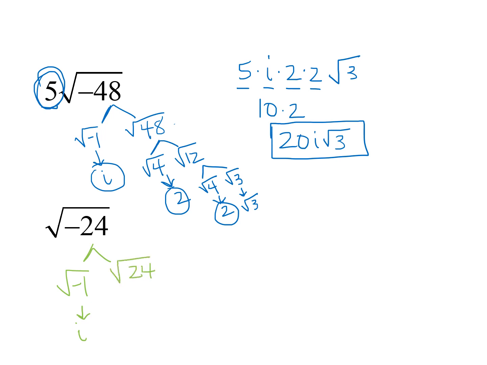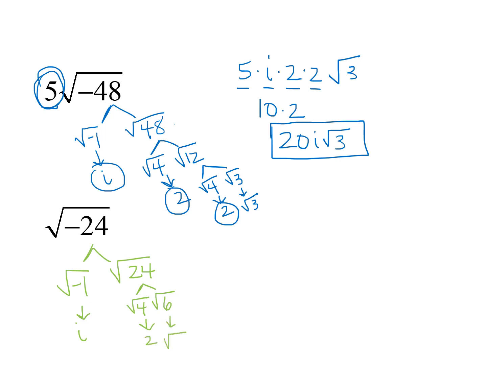So how can I break down 24? Again, look through your perfect squares. I wouldn't try anything bigger than 24, so I would start with maybe 16. 16, 9 doesn't. So then the biggest perfect square that goes into 24 would be 4. And that multiplied by 6 gets me back to 24. So that turns into a 2. 6 doesn't break down any further, so we leave it as the square root of 6.